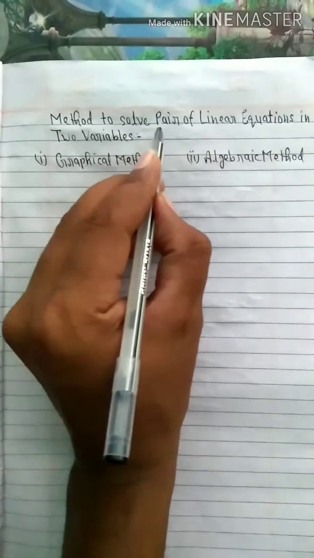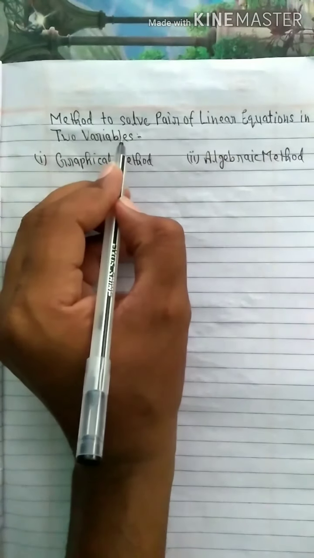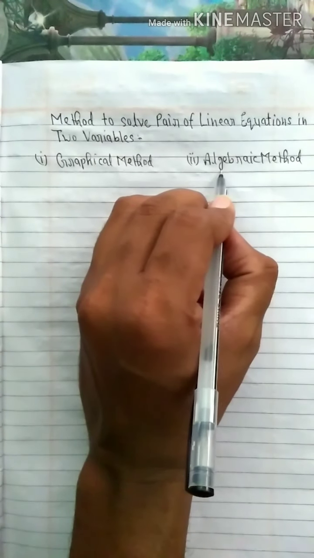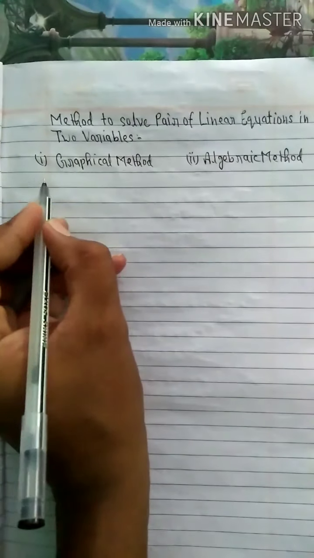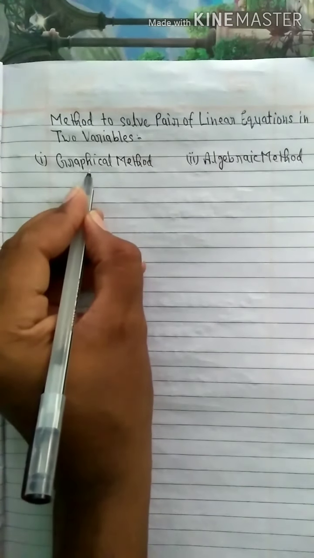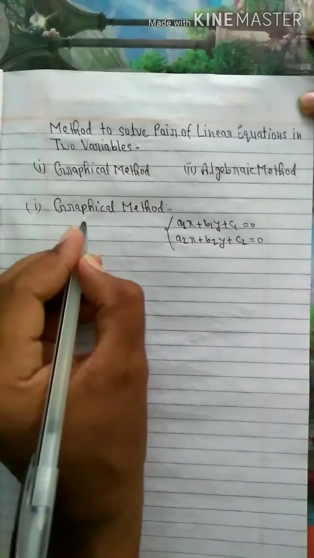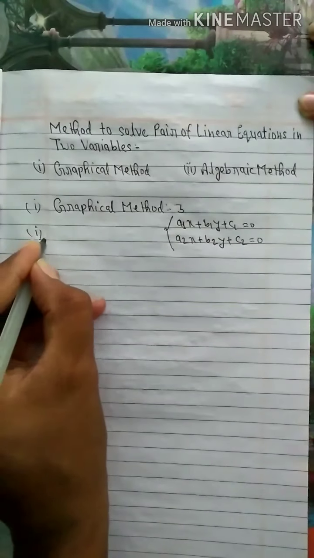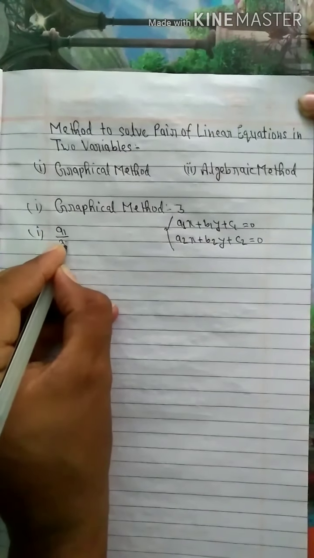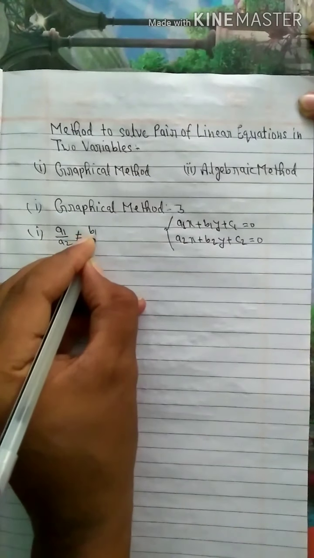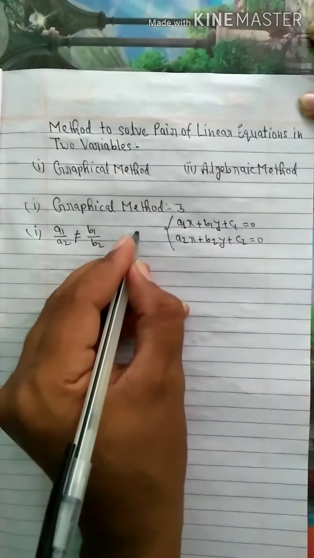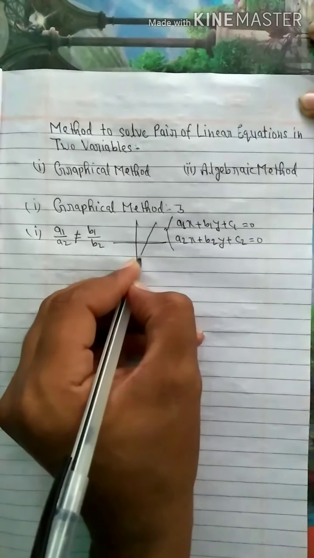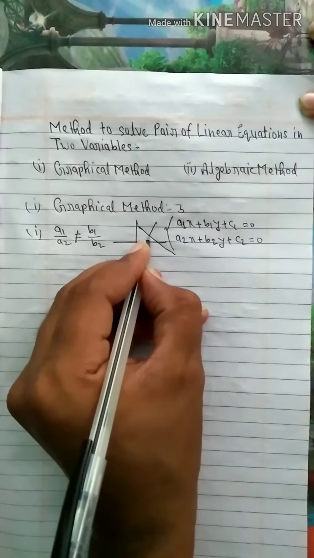Now, methods to solve pair of linear equations in two variables. There are two methods: first graphical method and second algebraic method. First of all we will discuss the graphical method. In the graphical method there are three conditions. The first: if a1 upon a2 is not equal to b1 upon b2, then the graph of both lines will intersect at only one point.